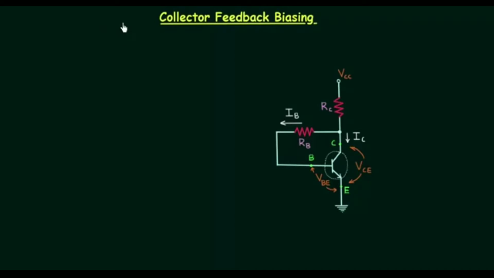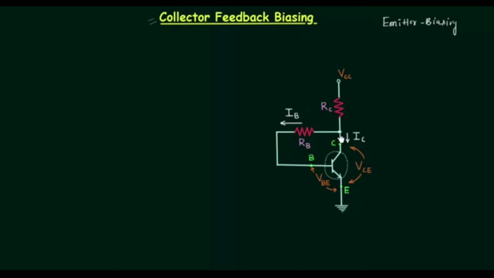In this lecture, we will learn collector feedback biasing. In case of emitter biasing, we introduce emitter resistance, and because of it, the stability of the operating point increases. The stability of the operating point can also be improved by the introduction of feedback from collector to base, and this is what we are doing in collector feedback biasing.